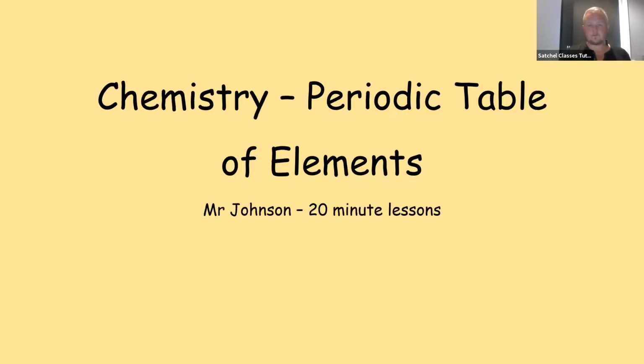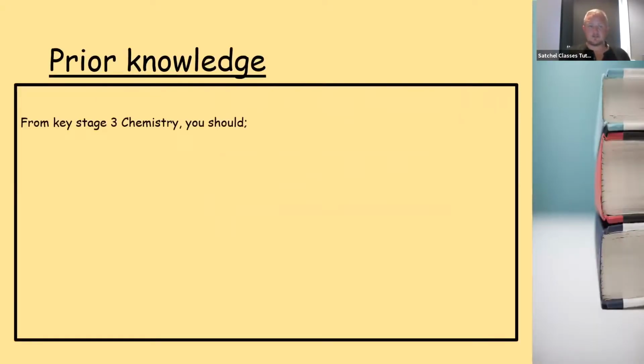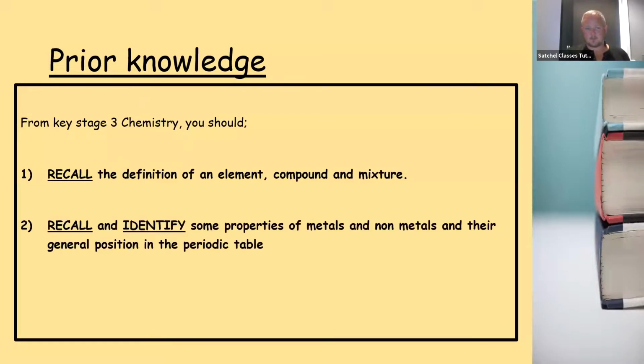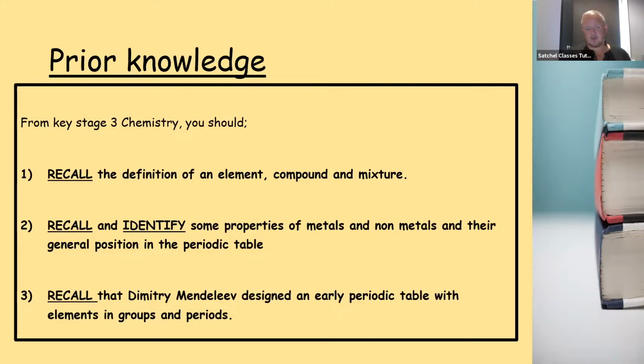So, prior knowledge you should have. From Key Stage 3 chemistry, you should recall the definition of an element, compound, and mixture for this point. Recall and identify some properties of metals and non-metals and their general position in the periodic table. And recall that Dmitry Mendeleev designed an early periodic table with elements in groups and periods. If not, when you finish this, I recommend that you go and check these things out.